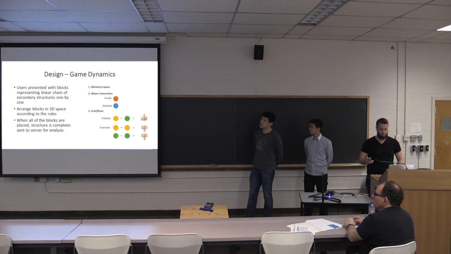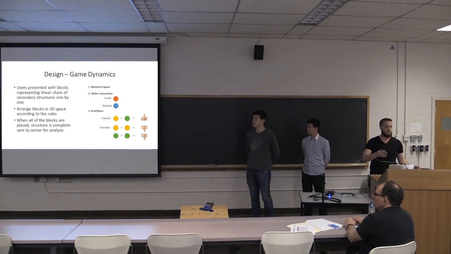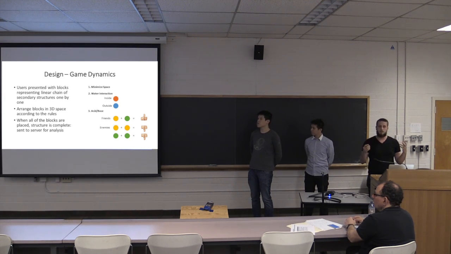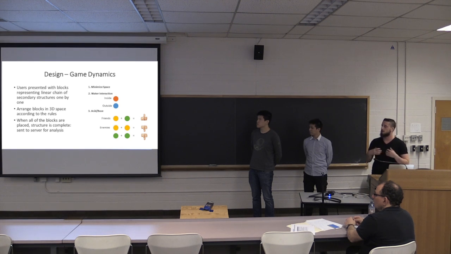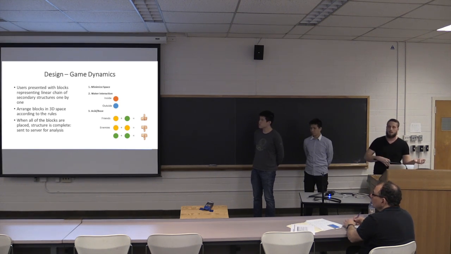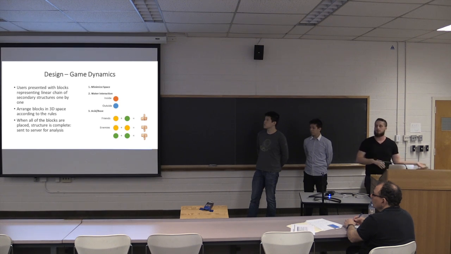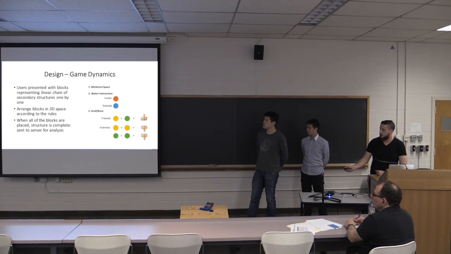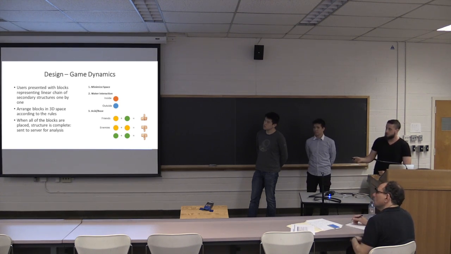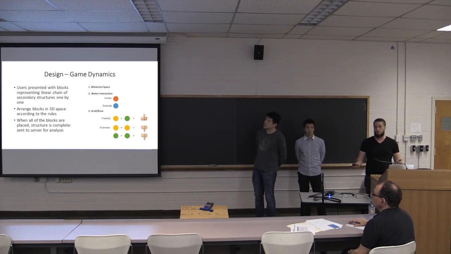In terms of play, users will be presented with the blocks along the linear chain of the protein, and they'll be responsible for arranging them in three-dimensional space according to some rules. Okay? And those rules, they have to minimize space, they have to manage water interaction, and they have to manage acid-base interaction. So red blocks should be on the outside, red blocks should be on the inside, blue should be on the outside, and yellow and green should go together, but not with their own color. Okay? And users don't necessarily have to understand why these rules exist. However, they do represent real physical interactions that would happen in the protein.